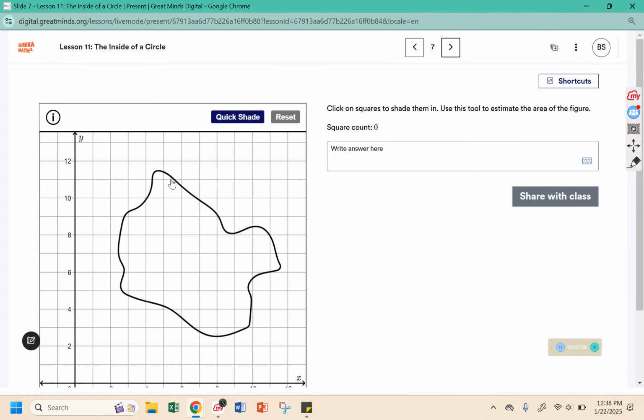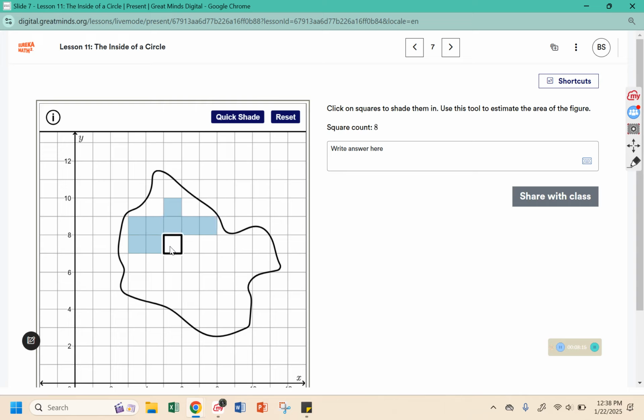So you can see here in slide 7, they've created that grid system. So it says click on the squares to shade them. Use this tool to estimate the area of the figure. So I see a full square here, here, here, here, here, here. All of these squares are complete.